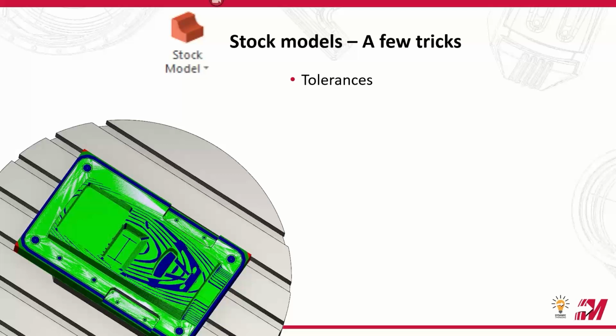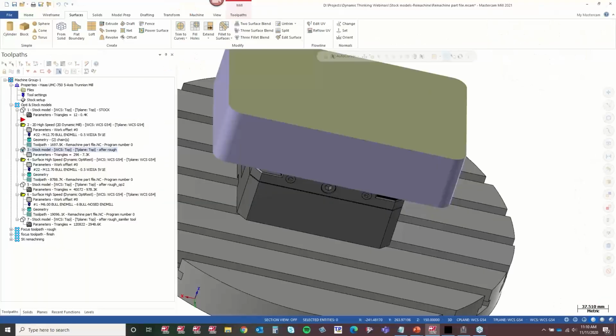And that's fine for a simplistic file, right? But when you start getting into something really complex, with a lot of different toolpaths and a lot of different stock models, your tolerancing with your stock models becomes very, very important. And I'm going to jump into Mastercam real quick to show you what I mean by that.